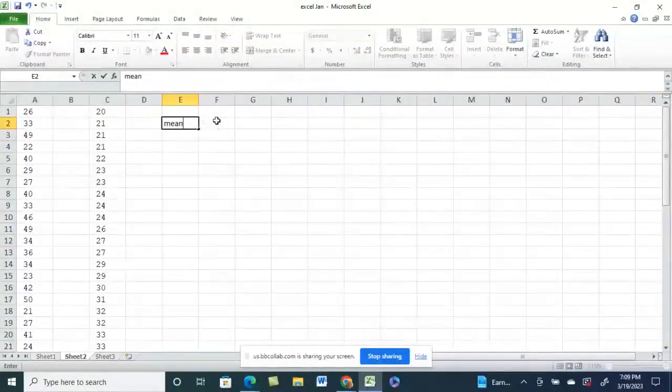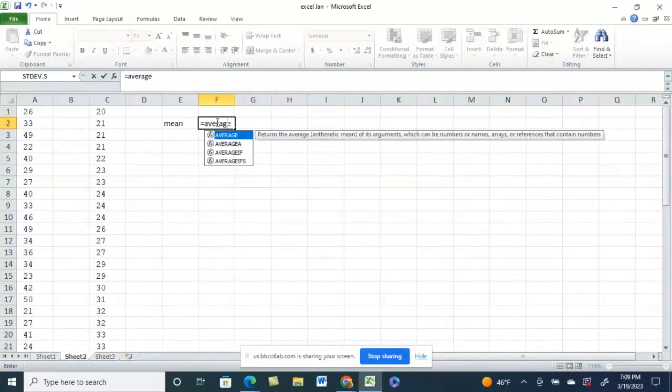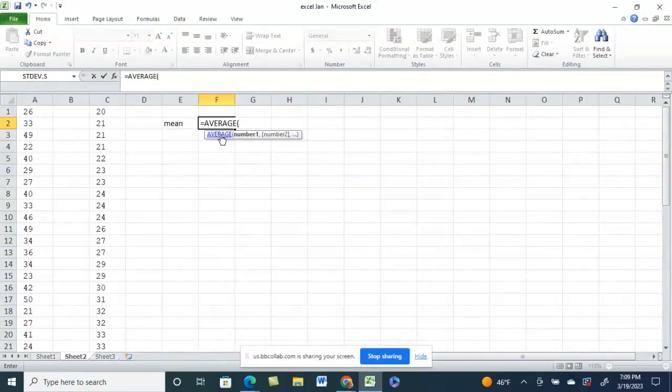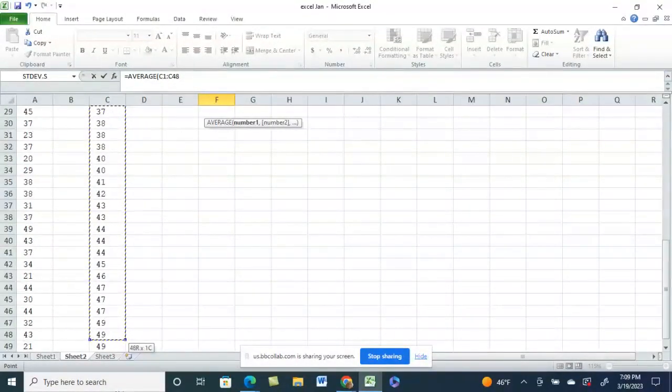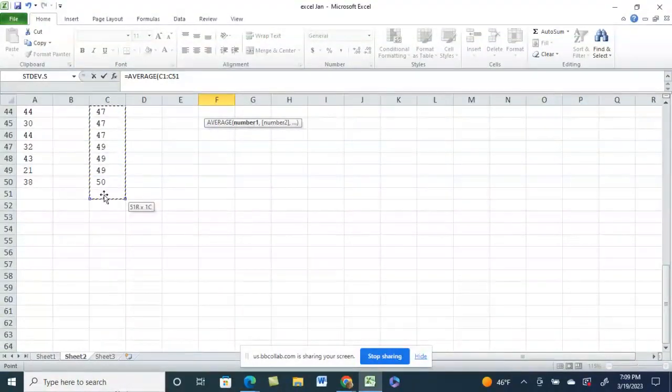The mean is exactly what we use all the time. Sometimes when you use the word average, you're talking about three different things. The mean, the mode, and the median are all averages, and they're also called measures of central tendency. That's the fancy name for these things. So here we just go equal average, and we're going to take all these numbers. I'm also going to talk about percentiles and quartiles today too.